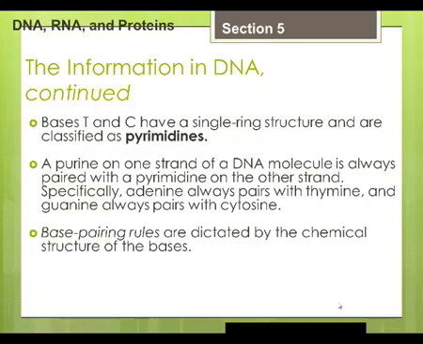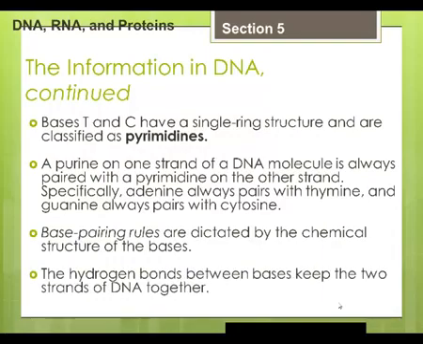The base pairing rules are dictated by the chemical structure of the bases, and the hydrogen bonds between bases keep the 2 strands of DNA together. And remember, those hydrogen bonds are very weak bonds, which later on will allow for replication of DNA to occur. Basically, an enzyme will jump onto the DNA strand and unzip it between those hydrogen bonds, which leads to easy copying.